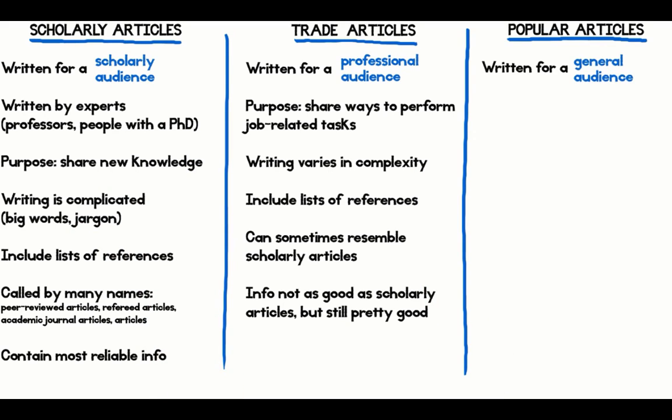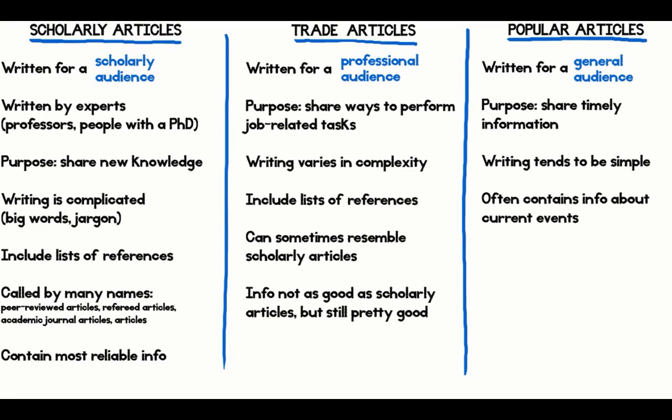Popular articles are written for a general audience. Their purpose is to provide timely information in a form that most people will find easy to read, like articles in newspapers, magazines, or blogs. Popular articles are mostly useful if you're doing research on current events because they can be written and published quickly. We're talking days or even hours.